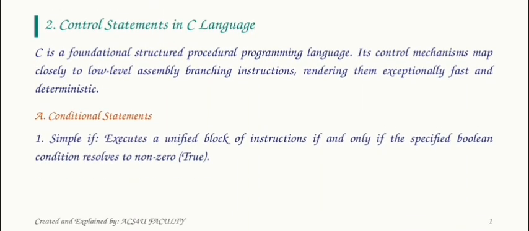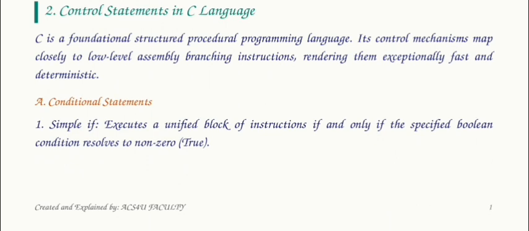So let's start the control statements in various programming languages. In this video, we are covering the control statements in the C language, Java, object-oriented programming, and Python. So let's start with the control statements in the C language. C is a foundational structured procedural programming language. Its control mechanisms map closely to low-level assembly branching instructions, rendering them exceptionally fast and deterministic.